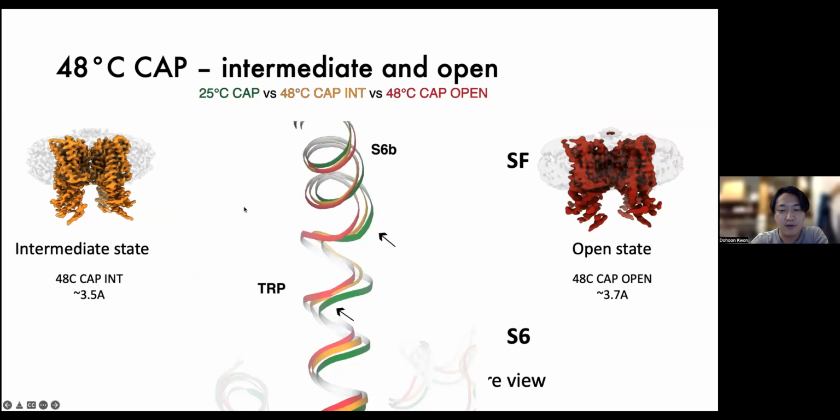Compared to the 25 degree capsaicin structure, both states, the intermediate and open state, show similar global conformational change. I will show you this later. But they differ in local conformation around the pore region, leading to distinct gate states. At this point, we have a question about this intermediate state, because it is already well known that TRPV1 is easily desensitized by heat. So we could not confirm whether this intermediate state is an actual intermediate state or a desensitized state.